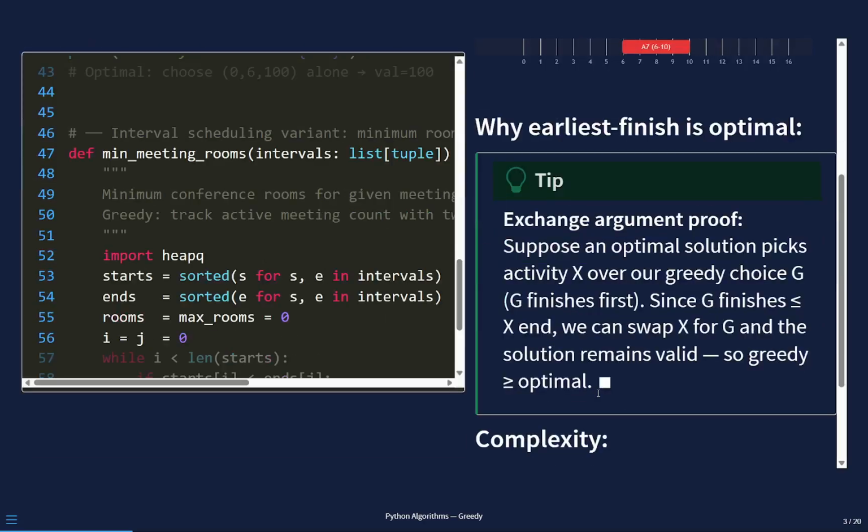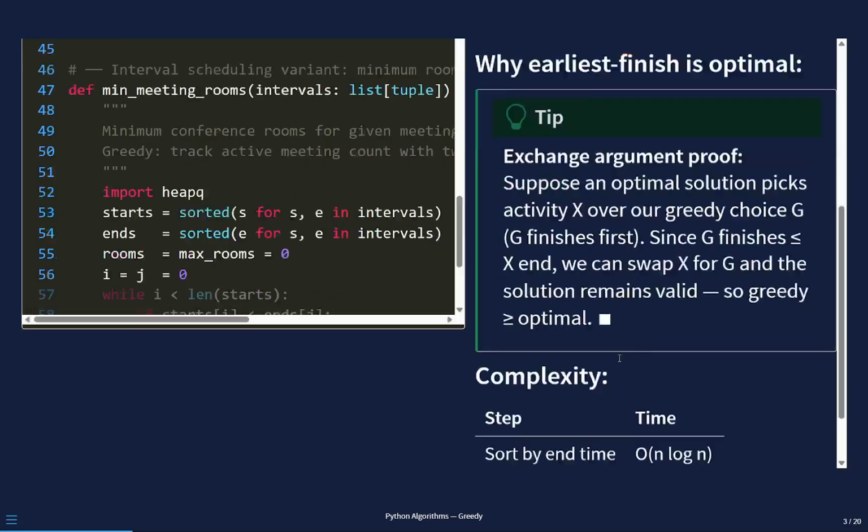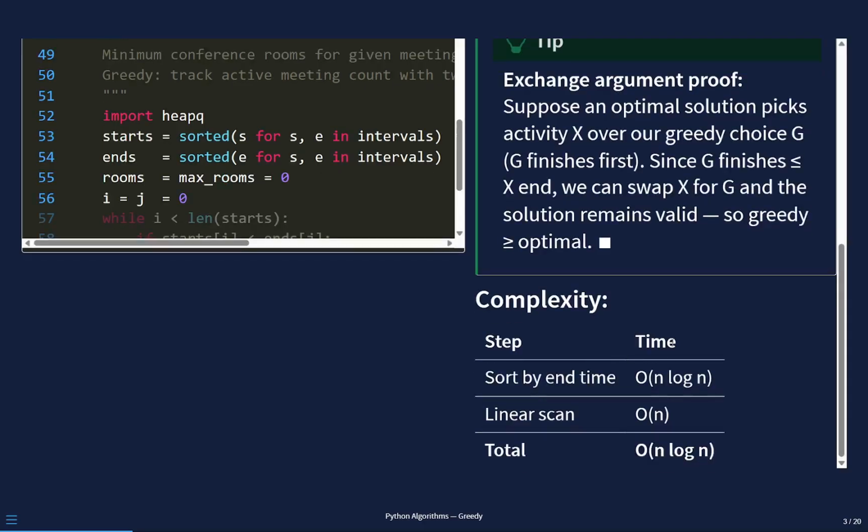Why is earliest finish provably optimal? The exchange argument. Suppose an optimal solution uses activity X where our greedy algorithm would have chosen activity G, and G finishes earlier than X. Swap X for G in the optimal solution. Since G finishes no later than X, every activity that was compatible with X remains compatible with G. The count stays the same. So the modified solution is equally valid. Therefore greedy is at least as good as any optimal solution.